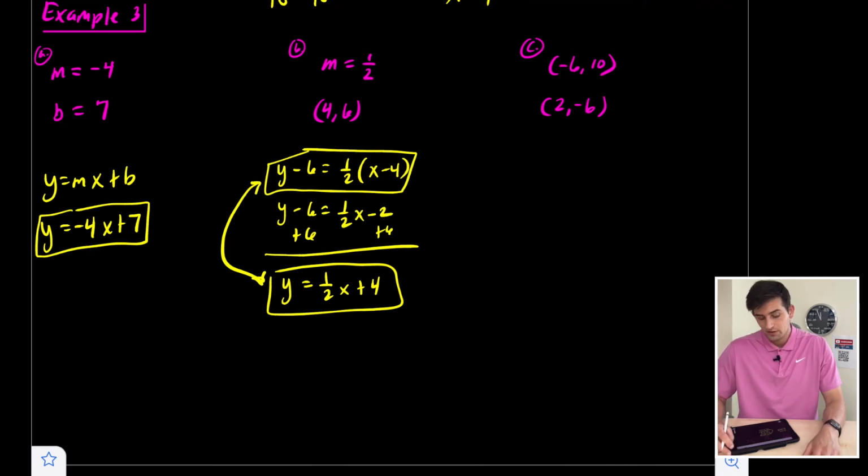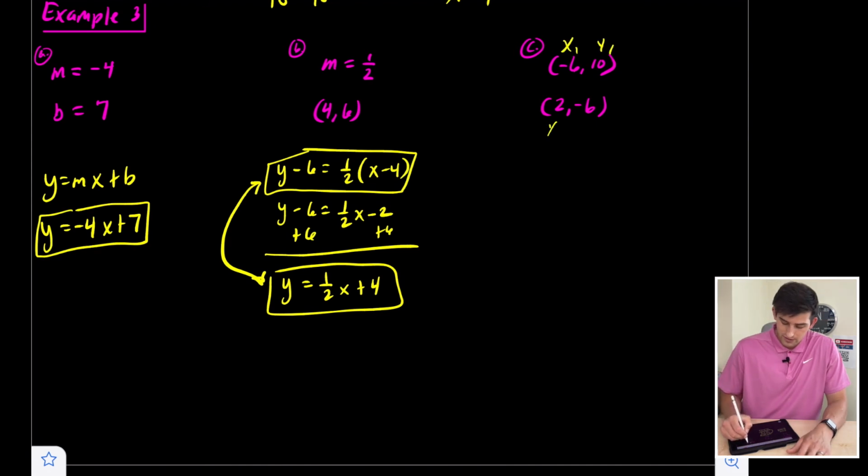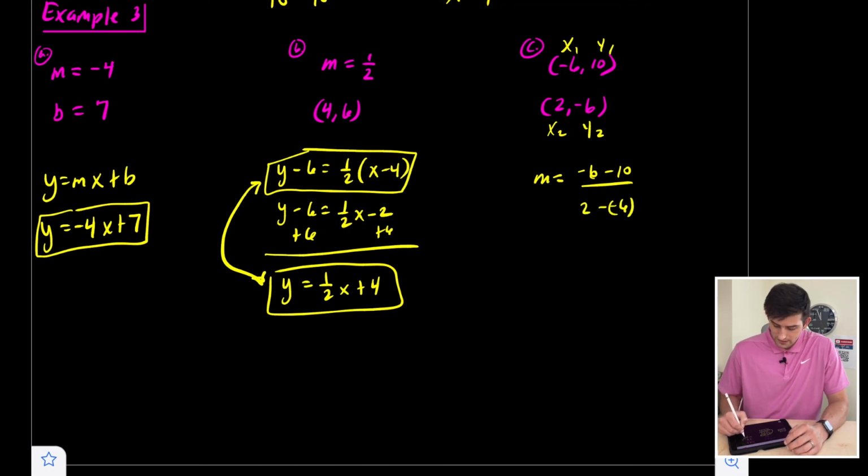Now the last one here, we are given 2 points, so we need to find the slope first. So sometimes it's good to label these x1, y1, x2, y2, because we know our slope is equal to y2 minus y1 over x2 minus x1. So now this is going to be minus negative 6, so that's going to end up being plus 6, right? So now we're going to get negative 16 over 8, which is negative 2. So now we know our slope.